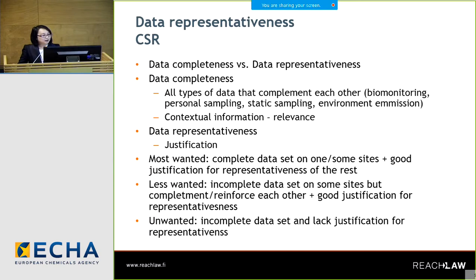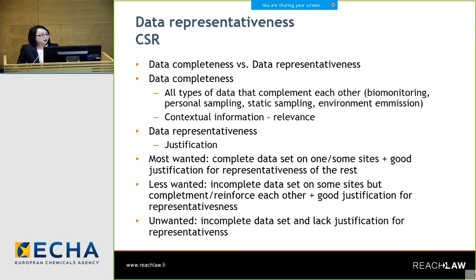I think the most wanted, of course, is that you have a complete data set on everyone, and then you don't need to have this discussion on representativeness. But usually we are not that lucky to have that luxury. So what you aim at is a complete data set on at least one or some of the sites, and then you have a very good justification for why this is representative for the rest of the team members.